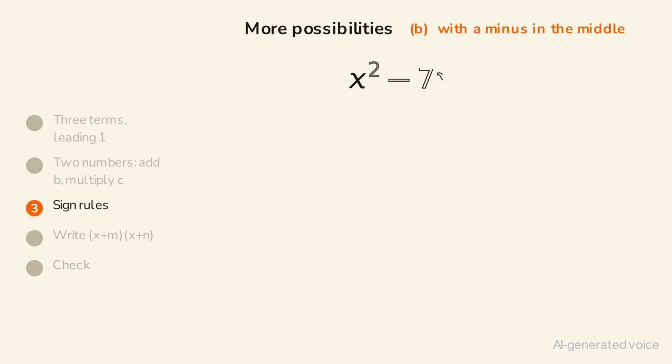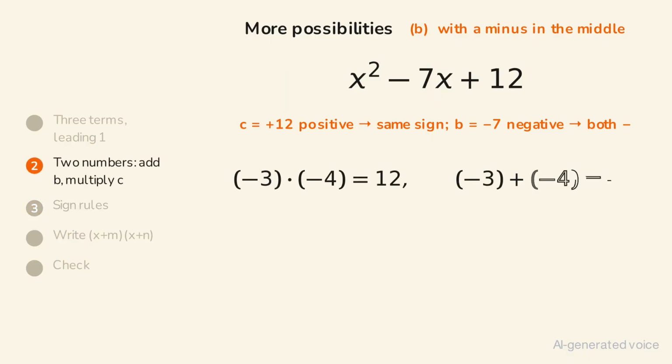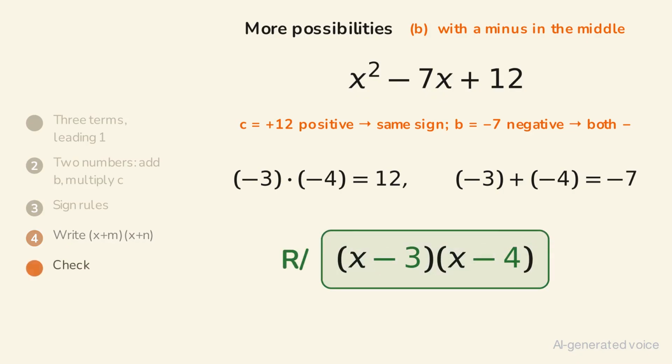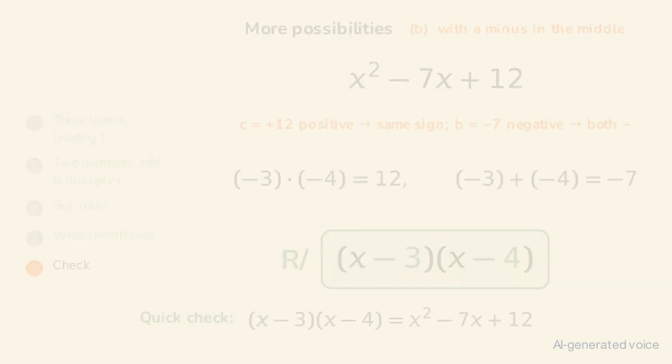The second, with a minus in the middle: x squared minus 7x plus 12. c, 12, is positive, so same sign, and b, minus 7, is negative, so both numbers take a minus. Two negatives that multiply to 12 and add to minus 7: they are minus 3 and minus 4. So we get (x minus 3) times (x minus 4). Check: (x minus 3) times (x minus 4) gives us back x squared minus 7x plus 12.